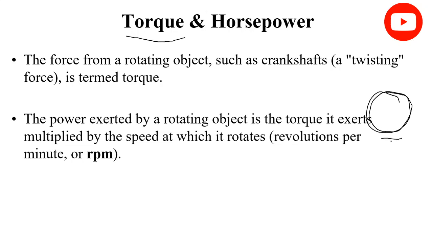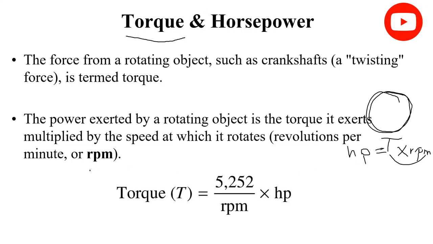So if you multiply torque with the revolutions per minute, in short RPM, you will have the horsepower. So horsepower is a result of multiplying torque by the speed at which it is rotating. In other words, by having the horsepower, you can find the torque. And this is a constant.